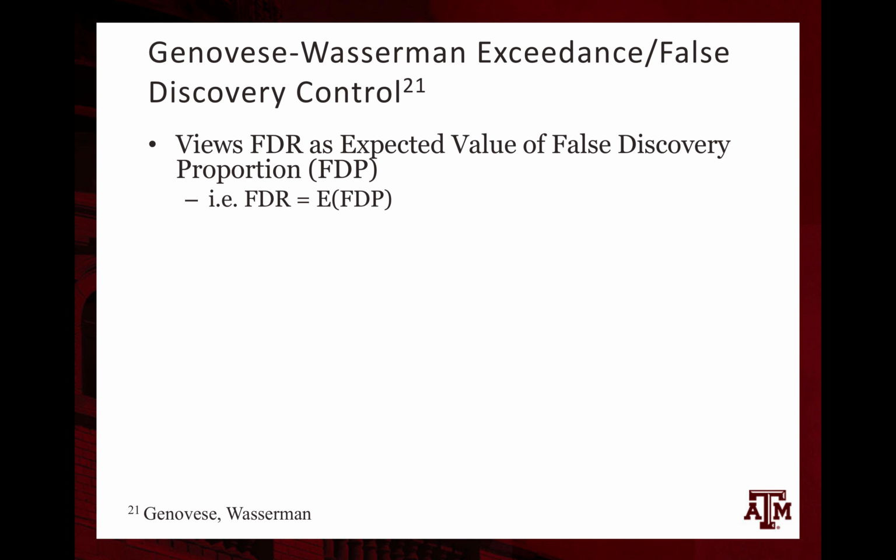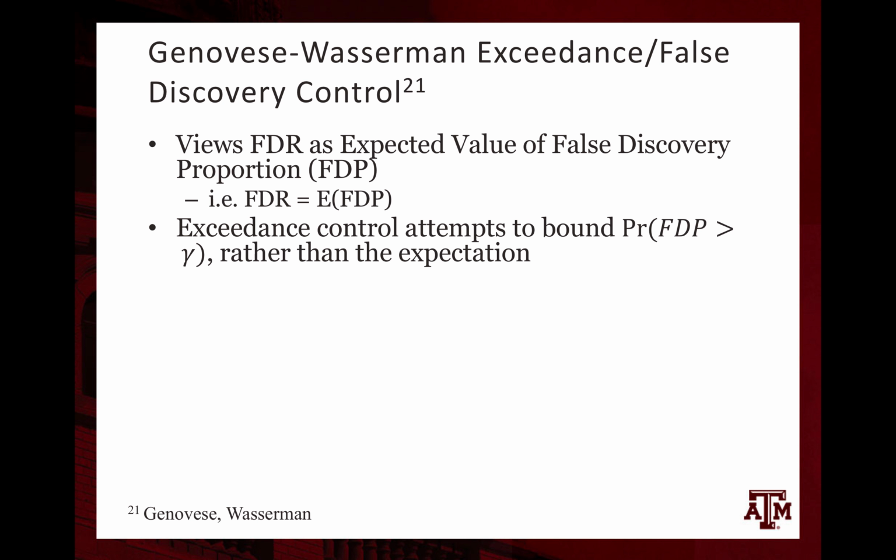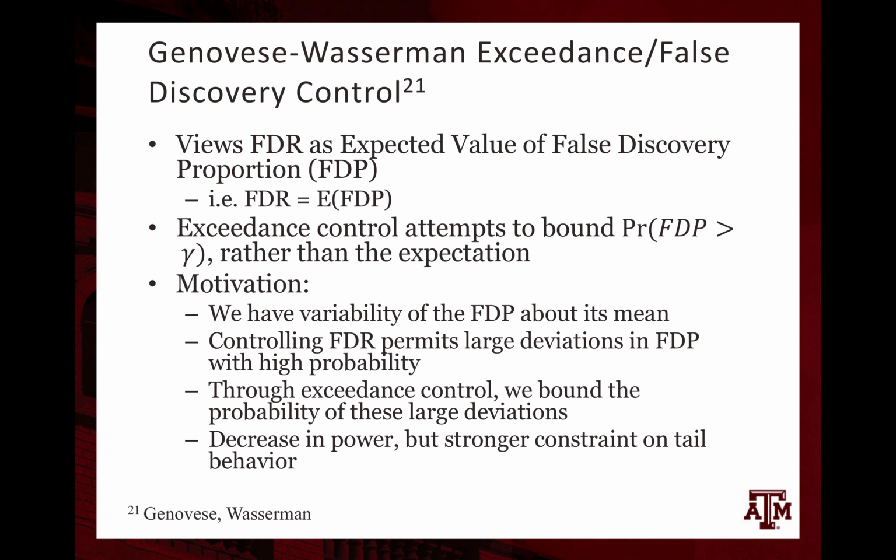So we've seen that the false discovery rate is a sort of expected value of something that Genovese and Wasserman are calling the false discovery proportion, or FDP. And so again, that's just type 1 errors divided by the total number of tests we're looking at. Their exceedance control is attempting to bound the probability that the false discovery proportion is greater than a particular threshold rather than an expectation. And the reason that they're doing that is because there's variability in sampling of the false discovery proportion about its mean.